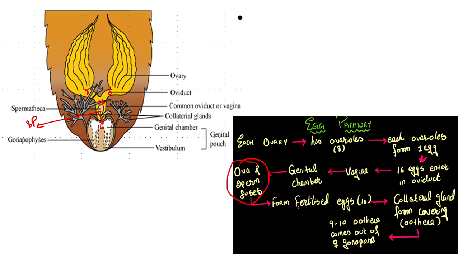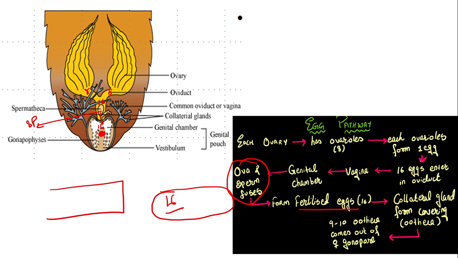Ova and sperm are going to fuse together in the genital chamber and form the fertilized egg. So here the fertilized egg will be formed. How many fertilized eggs? 16 fertilized eggs will be formed. Collateral glands are going to form the covering of these 16 eggs.